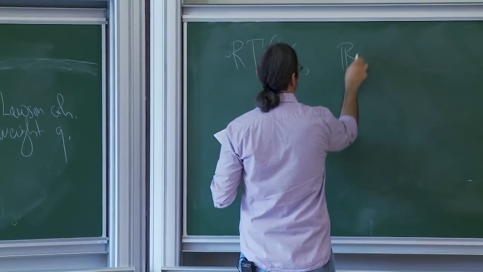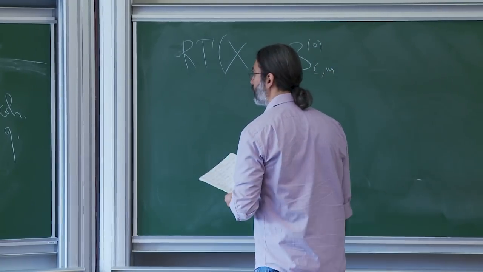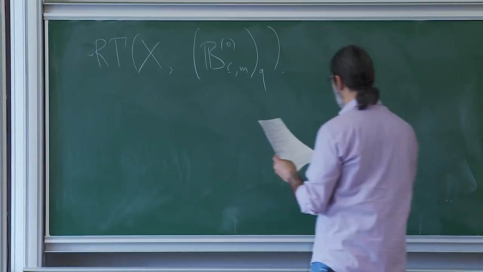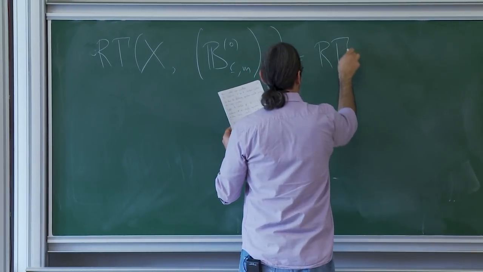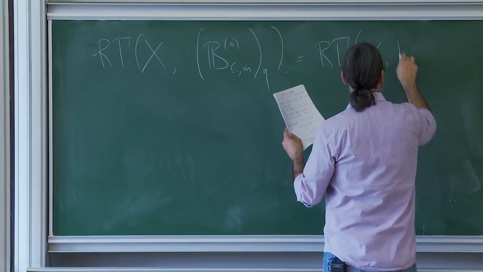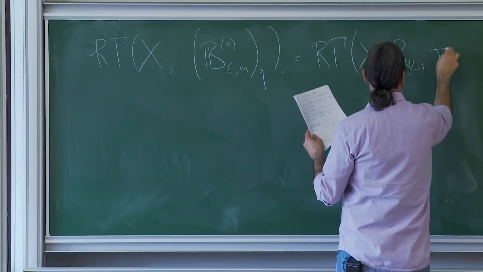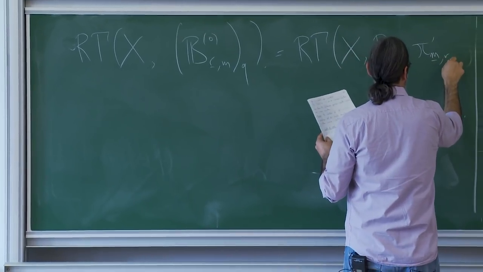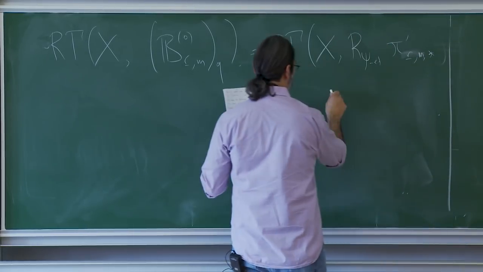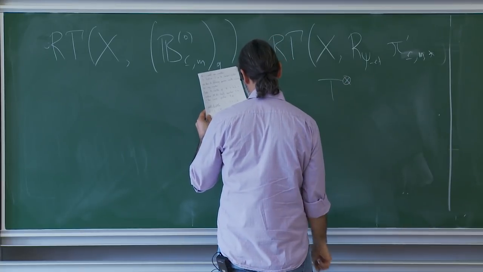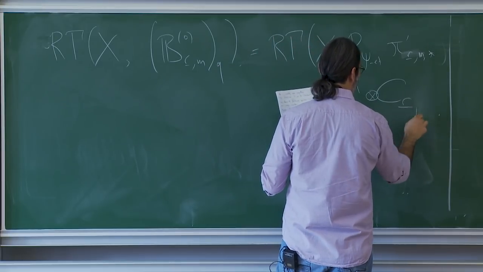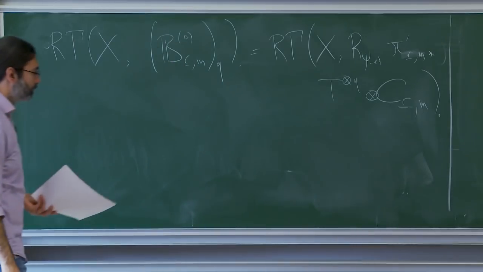In weight Q. Okay, so this is given by, just go to the definition, R gamma of X with R psi étale pi prime of T, tensored with Q, tensored with this complex of presheaves CRM.